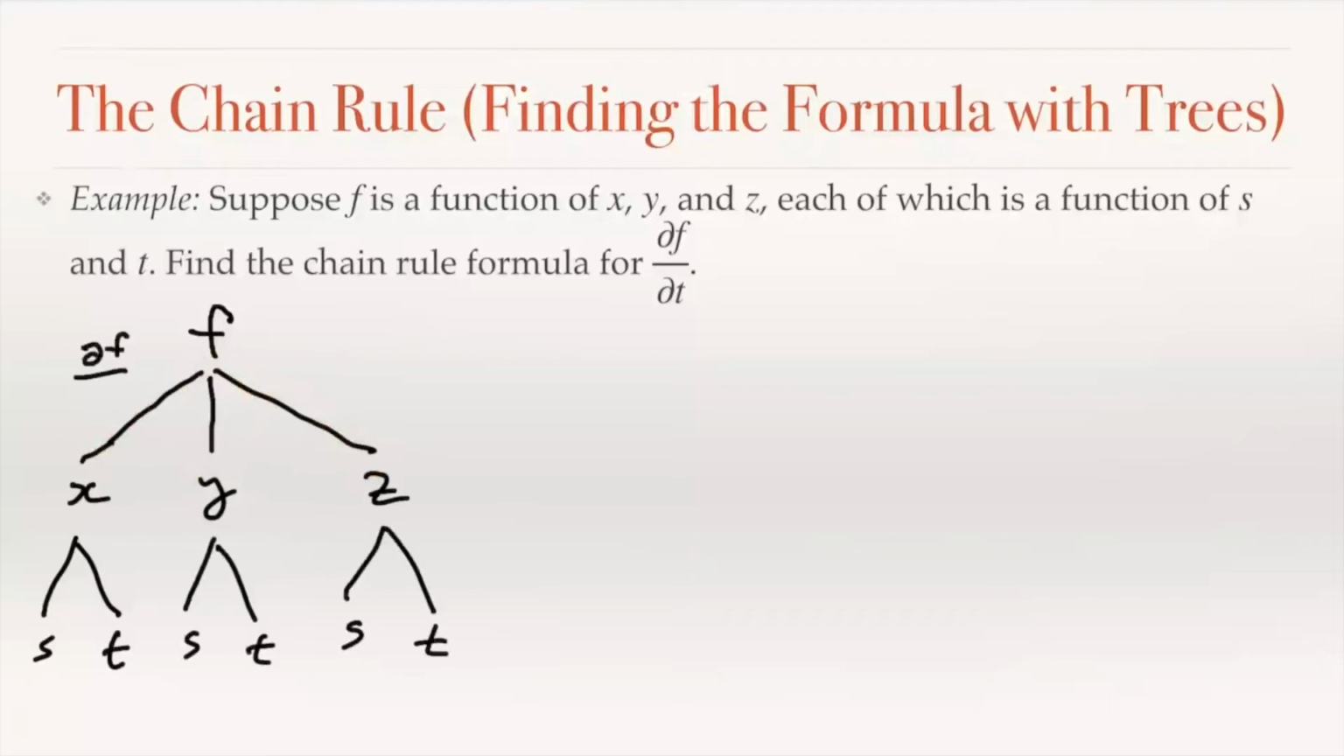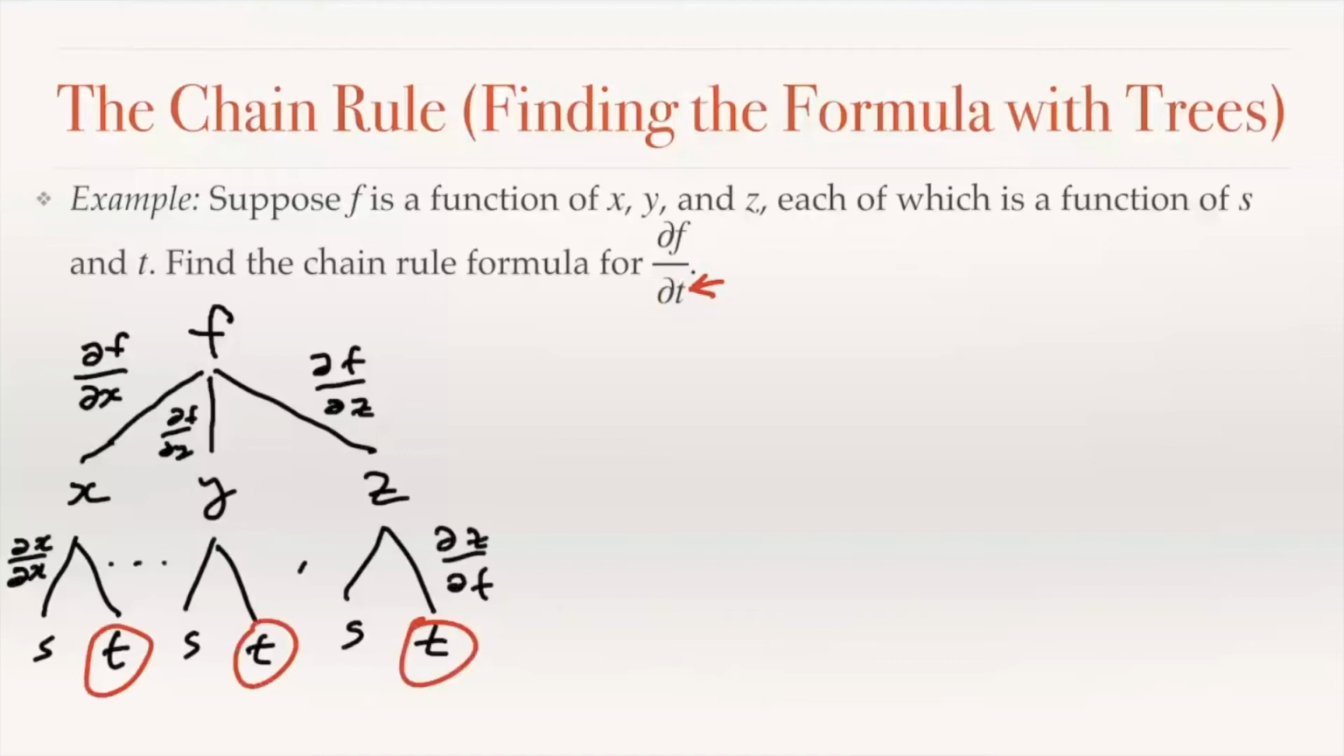So for example, this guy would be del f del x. This guy is del f del y. This guy is del f del z. This one would be del x del s, etc. This guy would be del z del t. And now we look at the branches ending in t in this case. So that'd be the branches ending in these three t's. And we go down the different paths that end in t.